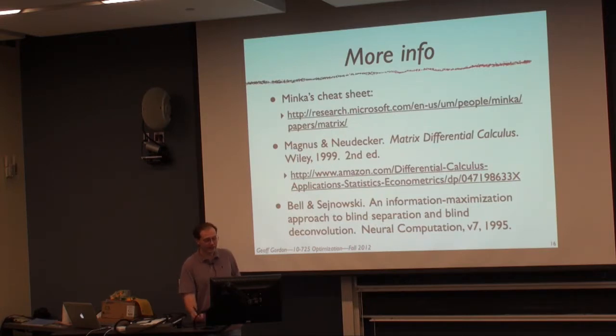And then finally, the ICA stuff. The results I stole from Bell and Sejnowski's paper. They were one of the ones who first proposed this in Neural Computation in '95. All right. So any further questions about matrix differentials or the examples? All right.